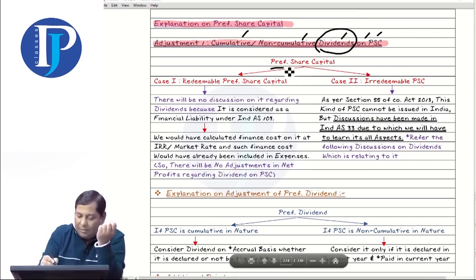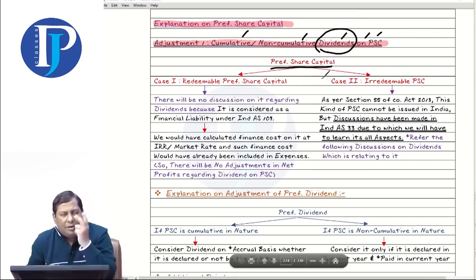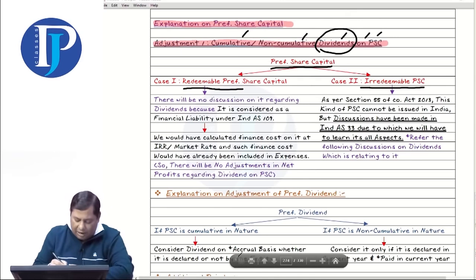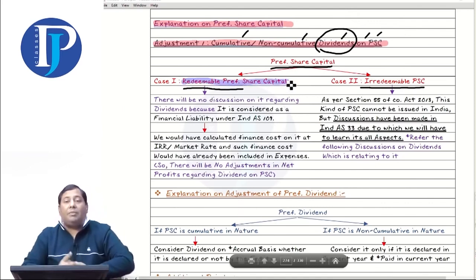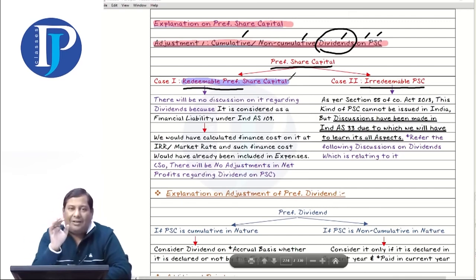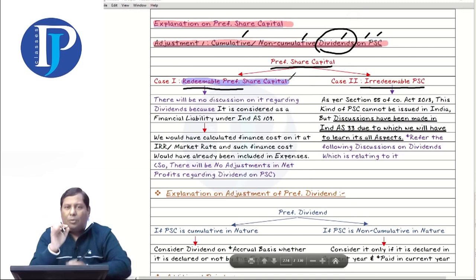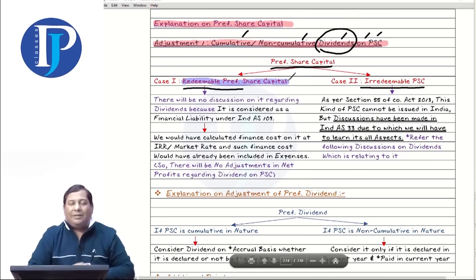See this preference share capital. IND AS33 explained two types of preference share capital. One is redeemable and one is irredeemable. If your preference share capital is of redeemable nature, which is anyways redeemable, as Section 55 says that preference capital is redeemable in India, its maximum period is 20 years as we studied in Inter. You must have studied in AS 109 in financial instruments that redeemable preference share capital is assumed to be a financial liability.